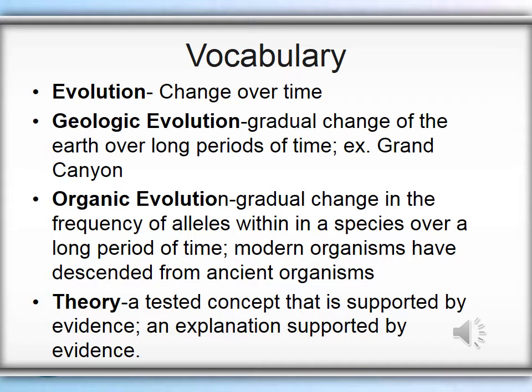A theory is a tested concept that is supported by evidence, or an explanation supported by evidence. So a theory is not what we think of as an idea. It's an idea supported by evidence. A theory in science has to be supported by a lot of evidence to actually be considered a theory. Basically, it stays a hypothesis until it is proven by many scientists over and over again over long periods of time. Then we start calling things theories, and this usually takes somewhere around 50 to 100 years.